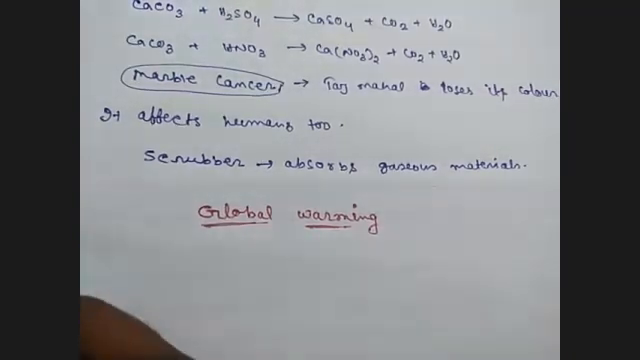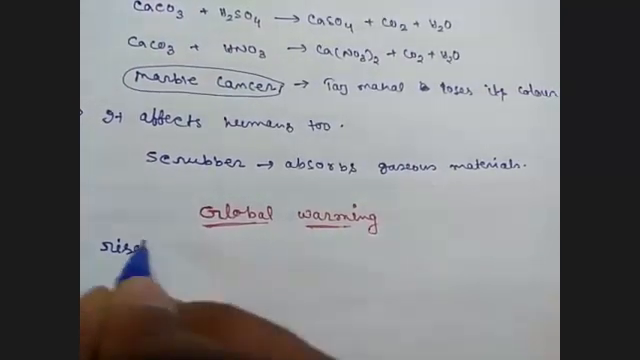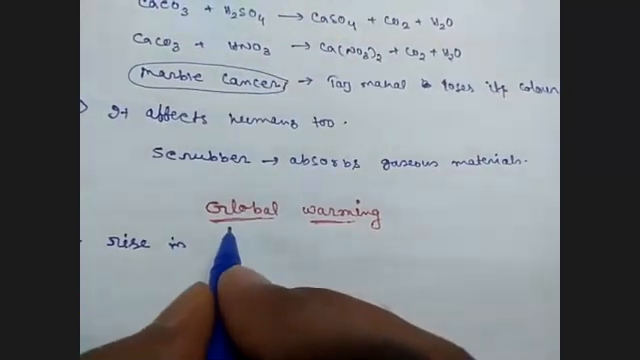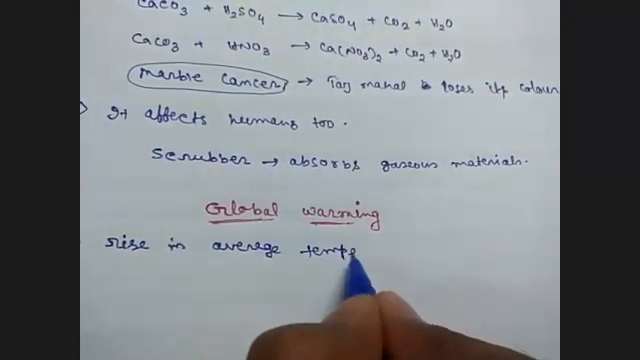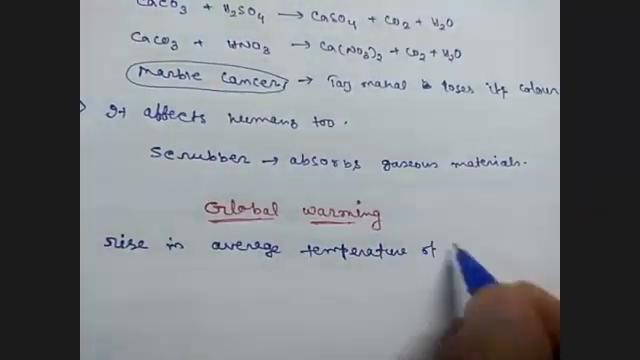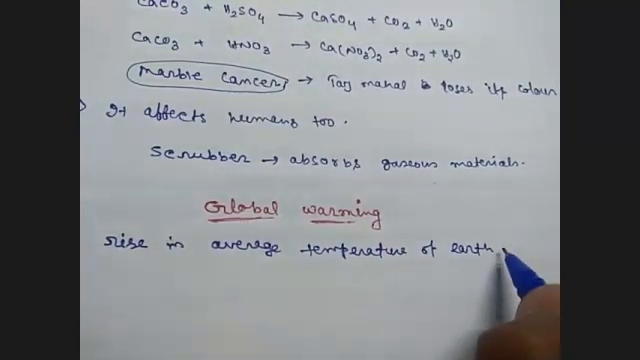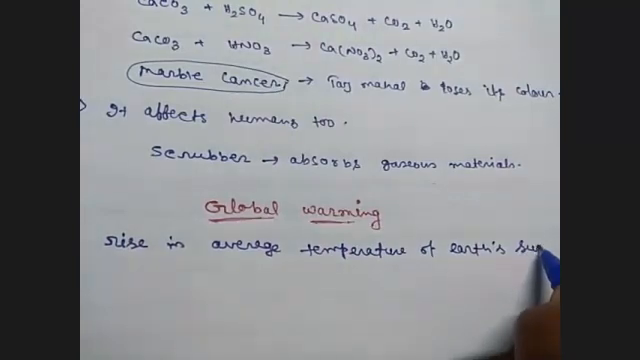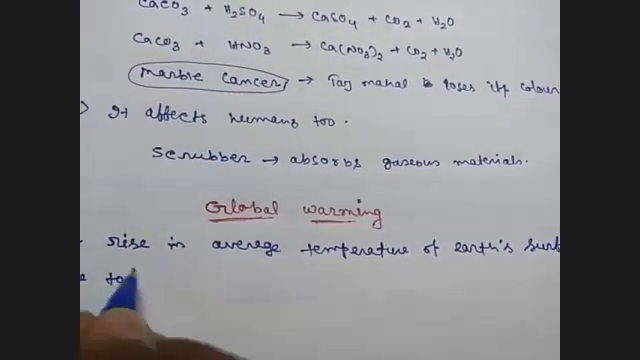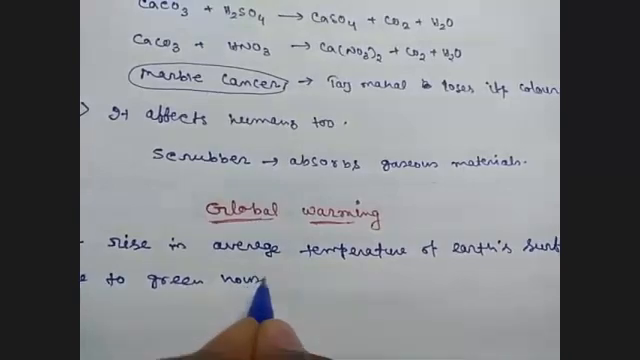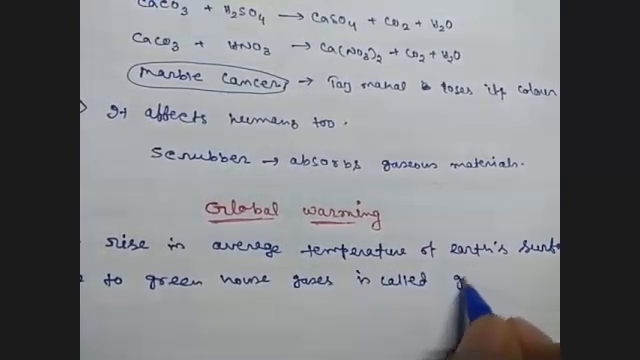We can say that the rise in average temperature of Earth's surface due to greenhouse gases is called global warming.